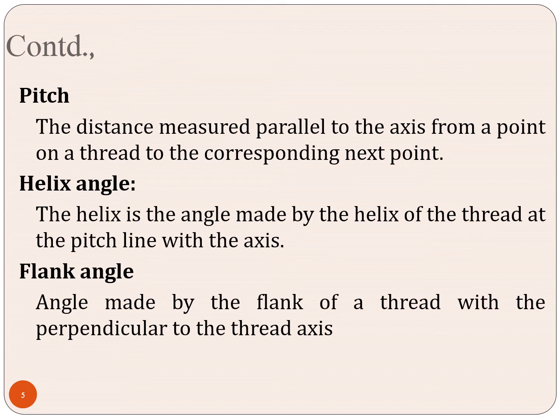Pitch, as we have seen, is the distance measured parallel to the axis from a point on the thread to the corresponding next point. That is the distance between two crests. We can say it as pitch, two threads. Helix angle is made by the helix of the thread at the pitch line with the axis. Flank angle is the angle of the thread with the perpendicular to the thread axis.